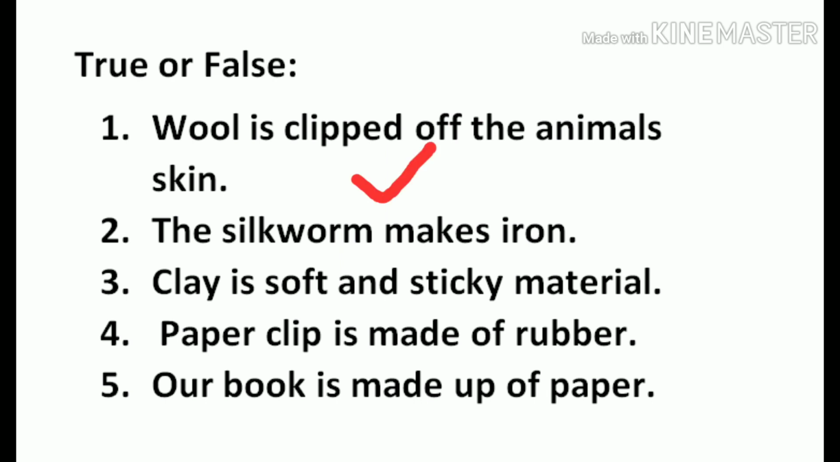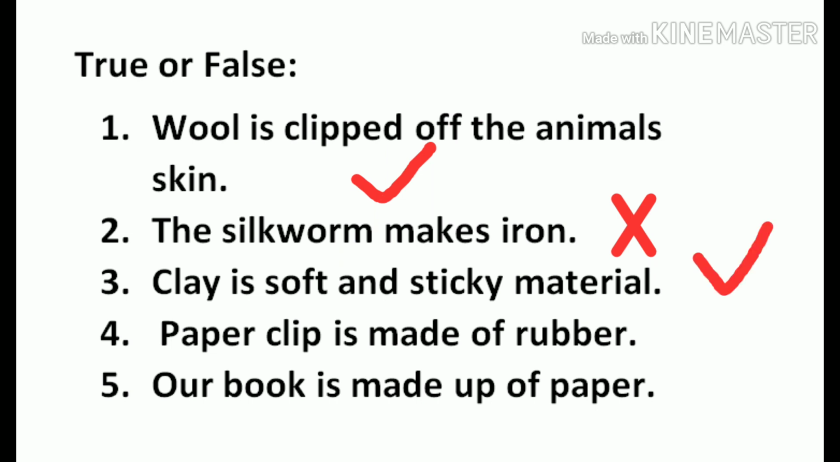Number 2. The silkworm makes iron. The sentence is wrong or right? The sentence is wrong. Put a cross here. Number 3. Clay is soft and sticky material. Is this sentence right? Yes, it is right. Put a tick here.